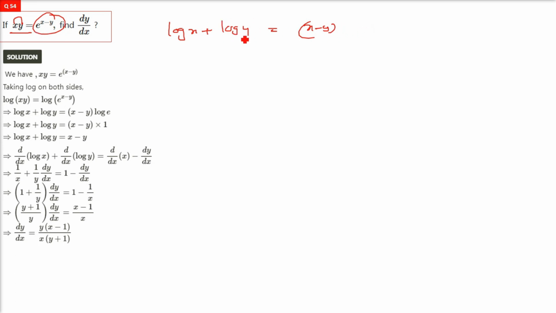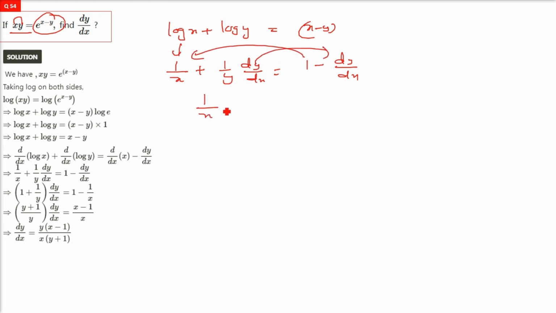And then we have to differentiate. Log x is 1 by x. Log y is 1 by y times dy by dx, and that is equal to the derivative of x minus y, which is 1 minus dy by dx. So we'll take the dy by dx terms together. 1 by x will be equal to dy by dx taken common, and since we are taking it all here we get a negative sign. So minus dy by dx I'm taking outside, and this will go on the right: minus 1 by y dy by dx.